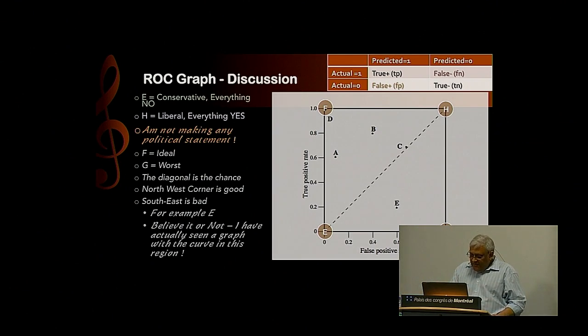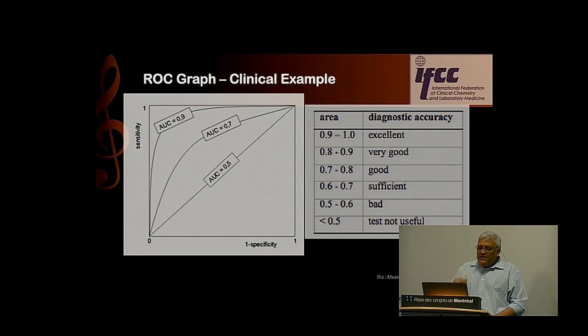While I was researching this, I came across an example of diagnostic accuracy. They say less than 0.5, test not useful because it's less than random. 0.5 to 0.6 bad, and 0.9 to 1.0 is an excellent one. That is the area under the curve. So people actually use this: you plot the ROC graph, find the area under the curve, and then say what kind of graph it is.